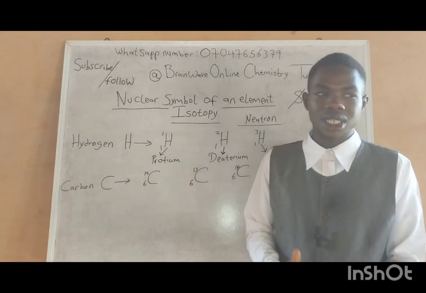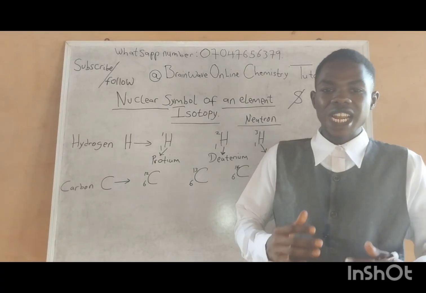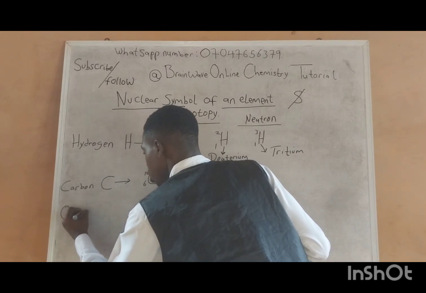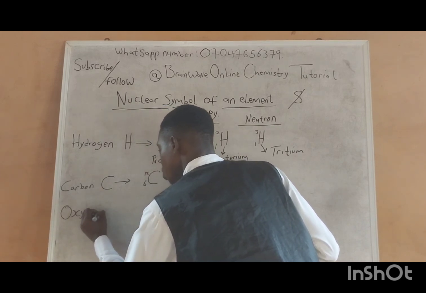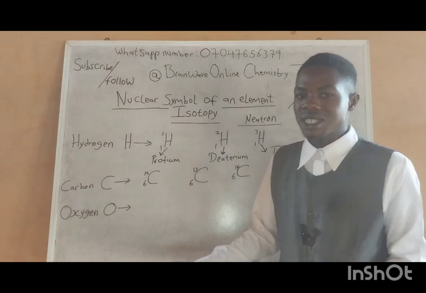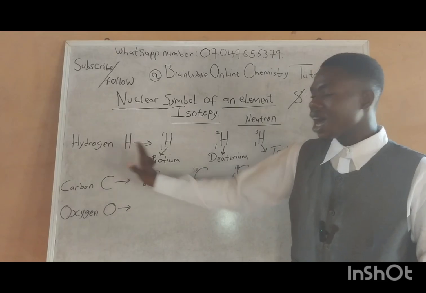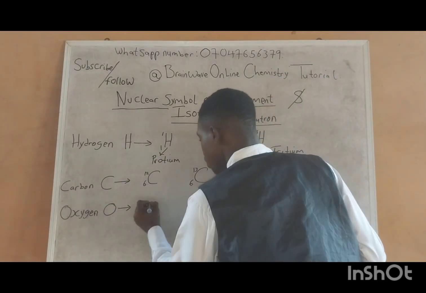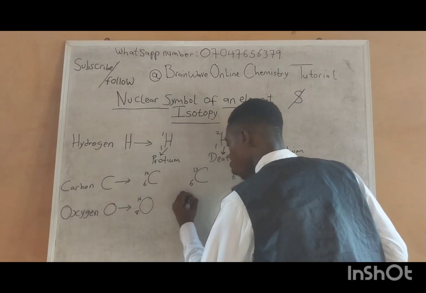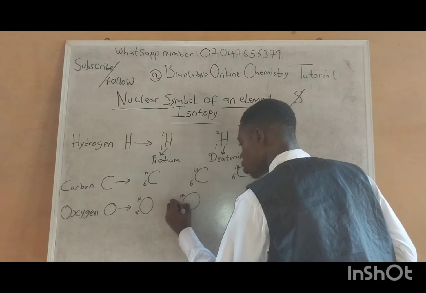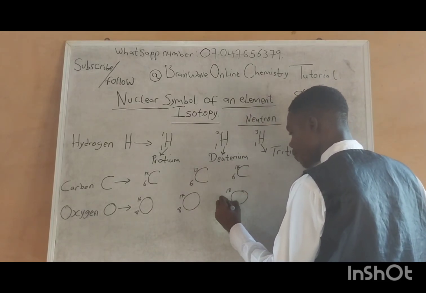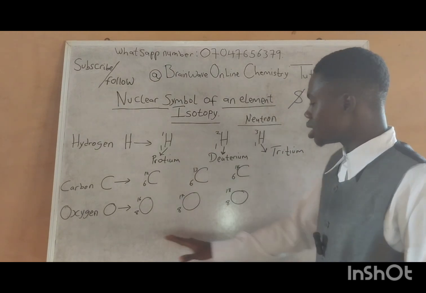Now let's talk about another element that also exhibits isotopy. Another element that exhibits isotopy is oxygen. Take note that oxygen also exhibits isotopy. Oxygen has 3 isotopes, just like carbon and hydrogen, and they include oxygen 16, oxygen 17, and then oxygen 18. So the 3 of them are the isotopes of oxygen.